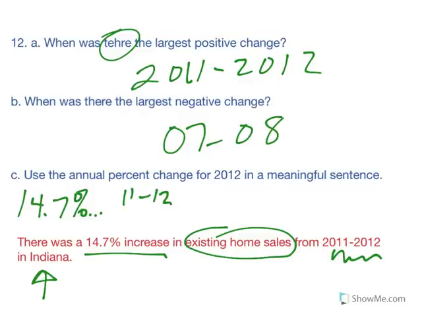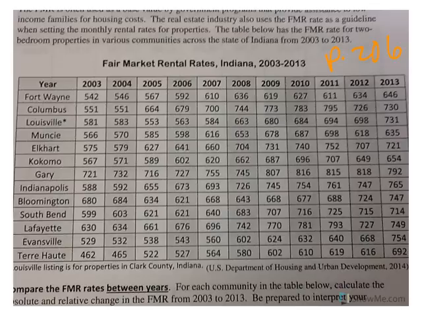All right, let's go ahead and go to page 206. This is a lot of data. So notice that now we're talking about the fair market rental rates in Indiana from 03 to 13, and we've got a bunch of different cities. So when you're using data like this, and you can find a lot of things, make sure you're paying attention to what they're asking. Are they asking for what year and which city? So be careful of that and pay attention to your data.